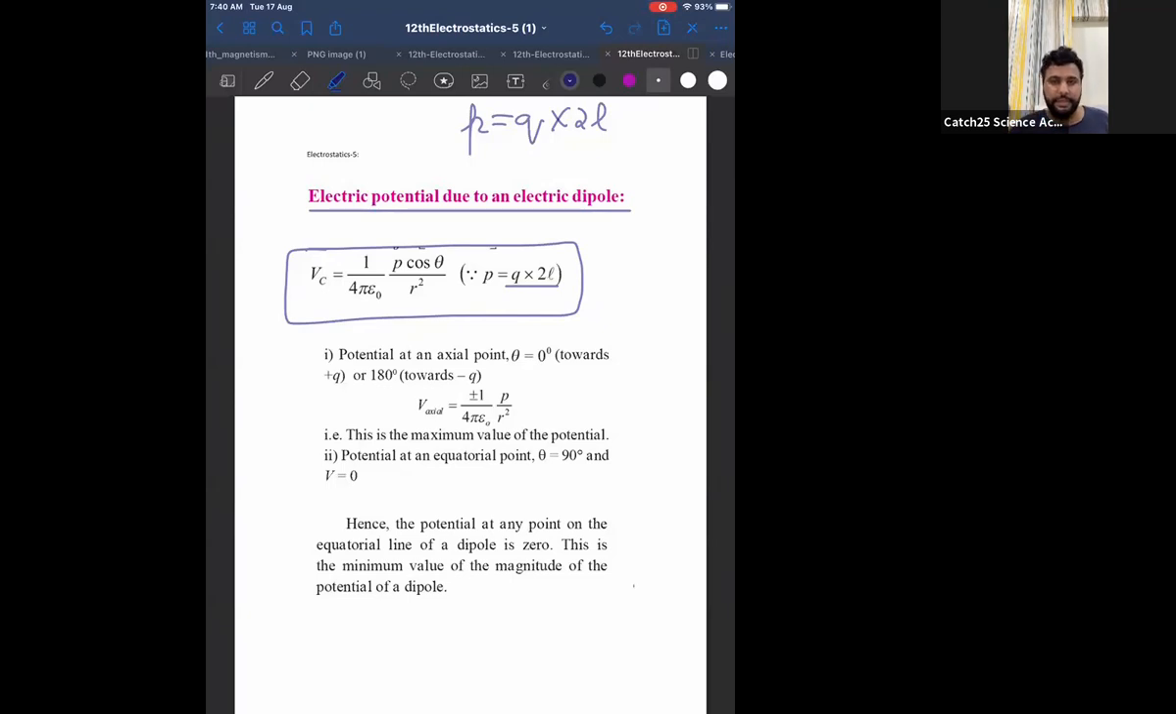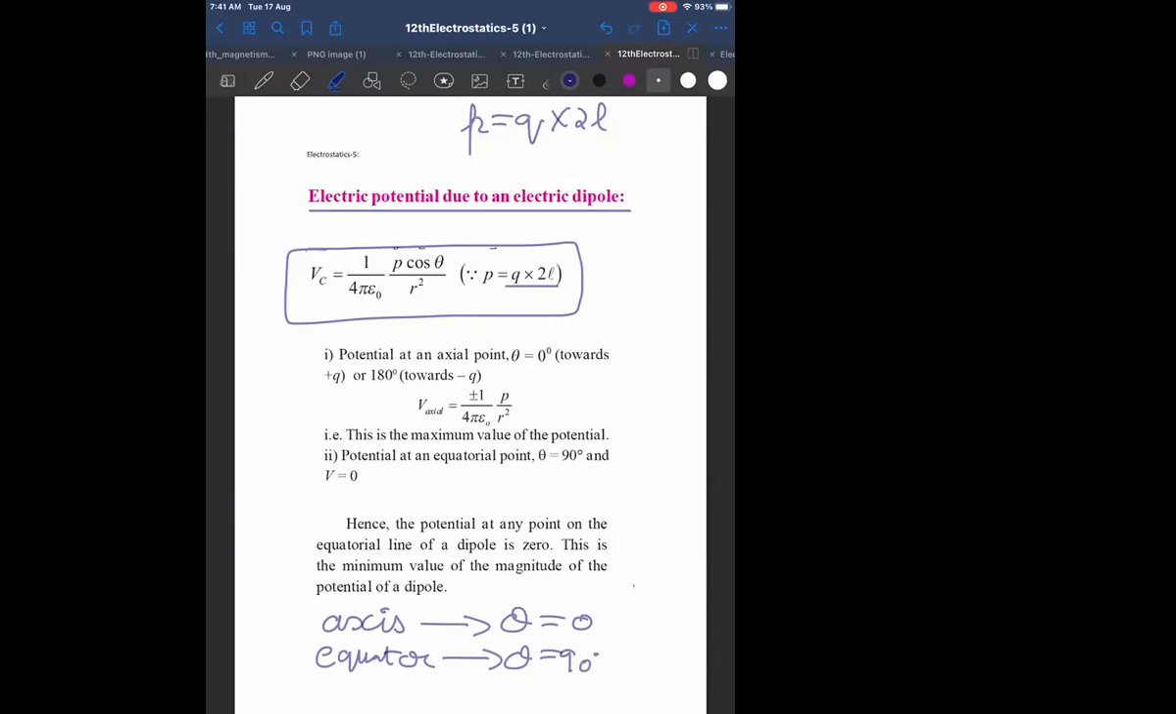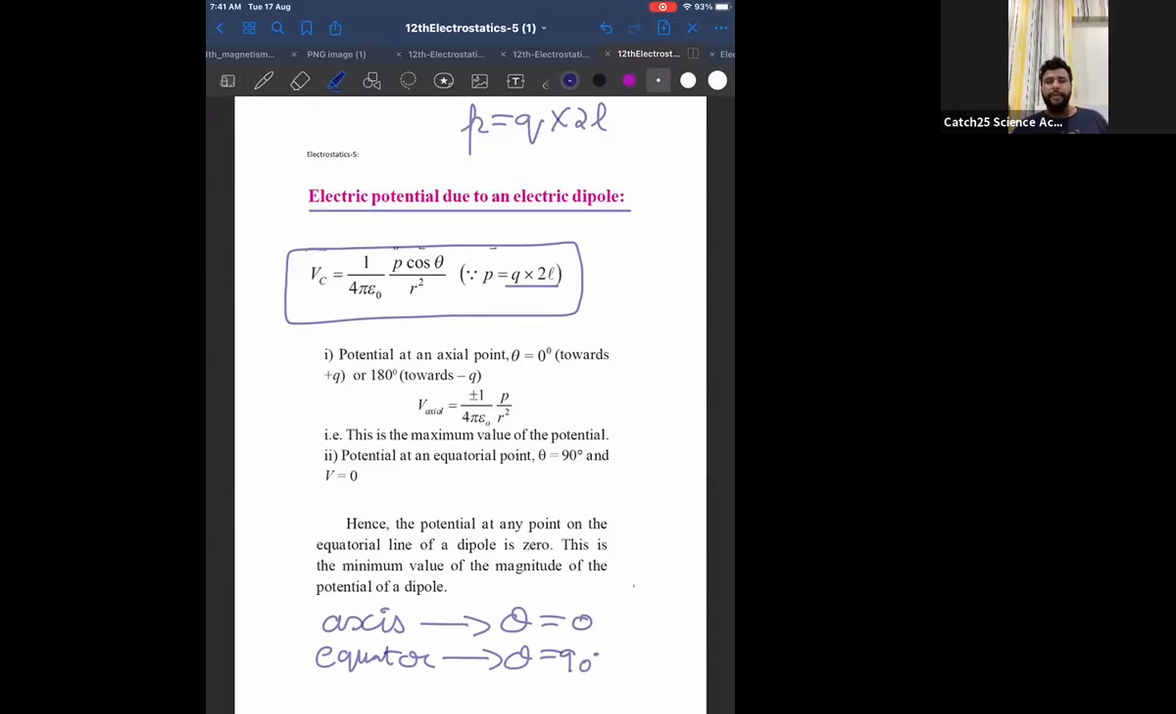Now there are 2 cases. Listen to this. Everyone look at the screen. If the point is on the axis of a dipole and if a point is on the equator of a dipole. Any point on the axis, theta will be 0 because it is on the axis, and any point on the equator, theta will be 90. You know already from 11th standard that equator is perpendicular to axis. Therefore, if axis is 0, equator will be 90.